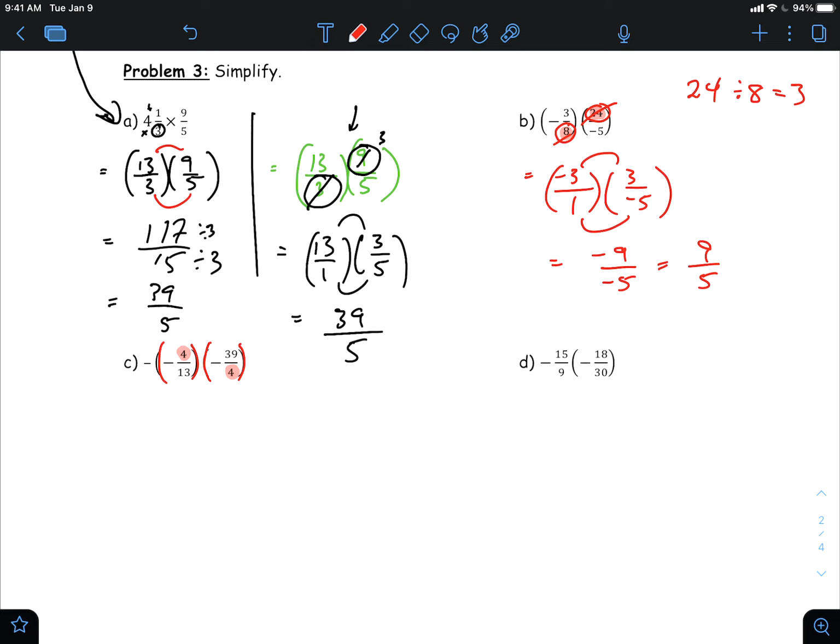So it's the same thing. A 4 can cancel with the 4, and then you replace. What's 4 divided by 4? It's just 1. So you can replace both of them with a 1, and then the question would look something like this. Do you see anything else you could do?